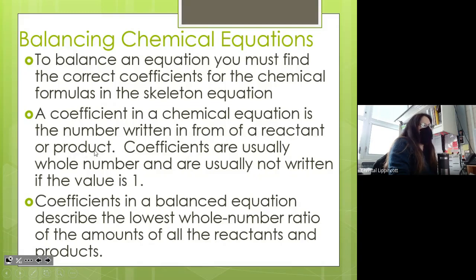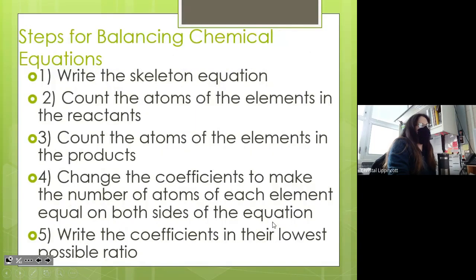In front of a reactant or product. The coefficients are usually whole numbers. They're going to be whole numbers for you this year. Once you get into AP, then we can do fractions, but right now we're doing whole numbers always. Coefficients in a balanced chemical equation describe the lowest whole number ratio of reactants and products.